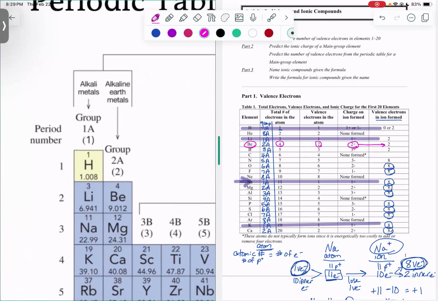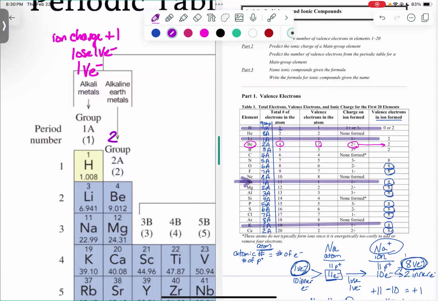And this is what I really do recommend you write. Everybody in group 1 has 1 valence electron. Cool. What are they going to do with that 1 valence electron? They are going to lose 1 valence electron. And so the ion charge is always, always, always going to be plus 1. That's true for everybody in group 1A. Everybody.